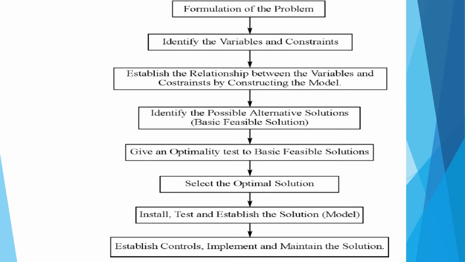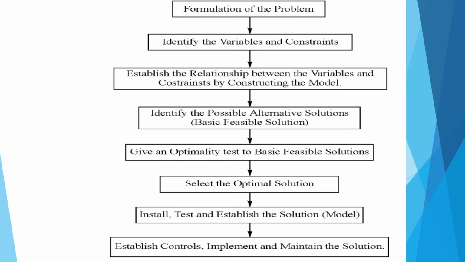Identify the possible alternative solutions. That means try to get all the solutions. Next step is for this basic feasible solution, we will give optimality test. By optimality test means whether it optimizes the objective of a problem or not. Okay, if optimality test is positive, then select an optimal solution.